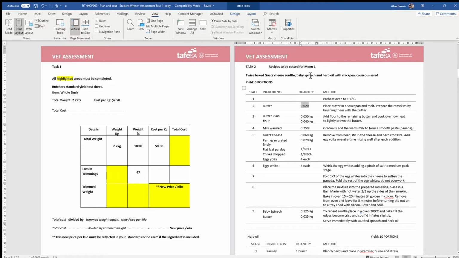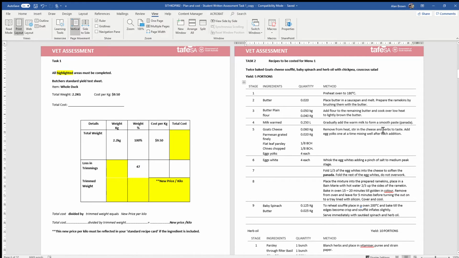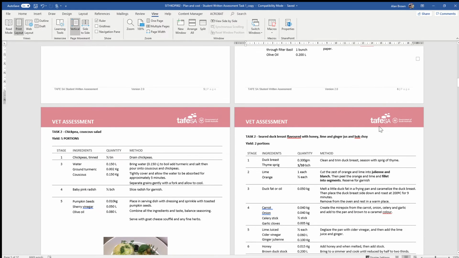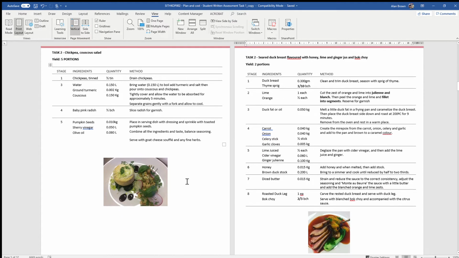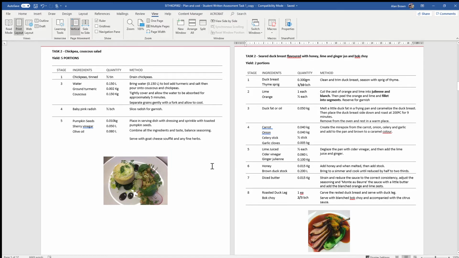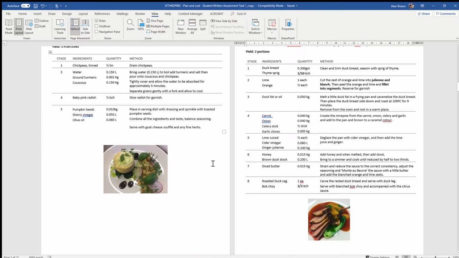Twice baked goat cheese souffle, baby spinach and herb oil with chickpea, couscous and salad. They've actually split this into the souffle component and then the other component, which is the salad and oil, because it's a 2-part. You might have enough souffles to serve 20 people, but your salad runs out because it's a daily made salad, so it will wilt, so you probably need to make that daily, in the perfect world. So you'll see there's the part 2 there within 5 portions. And there's a picture for you as well. Pictures are really handy in a standard recipe card too.